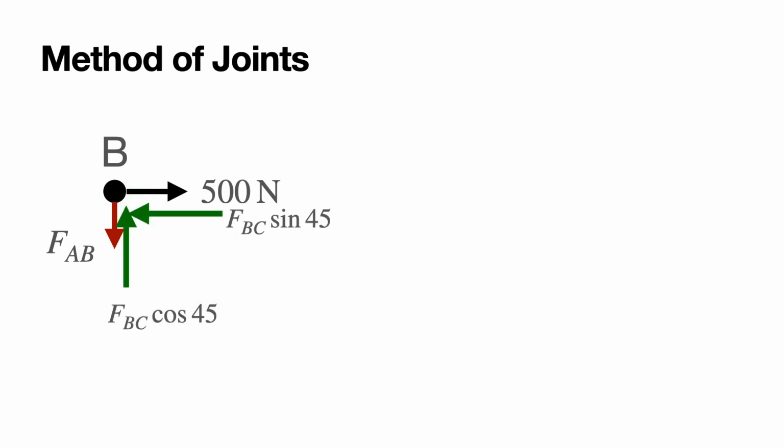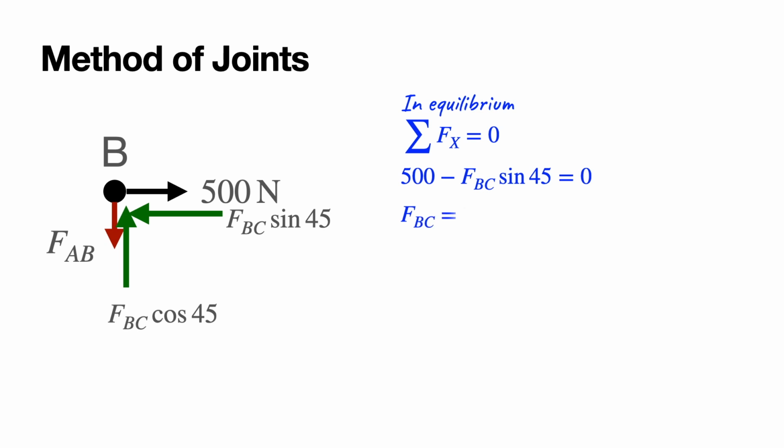From here, we can use the equilibrium condition, whereby summation of forces in X direction would be equal to 0. So summation of these two forces would be equal to 0. As there is only one unknown in this equation, you can easily calculate the magnitude of FBC, which is equal to 707.1 Newton.